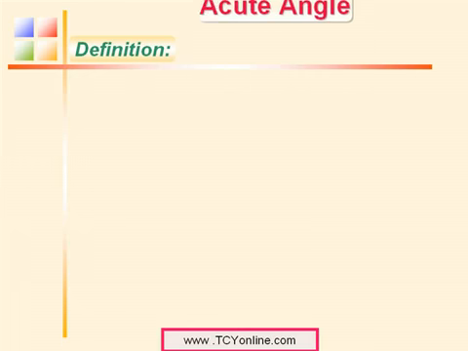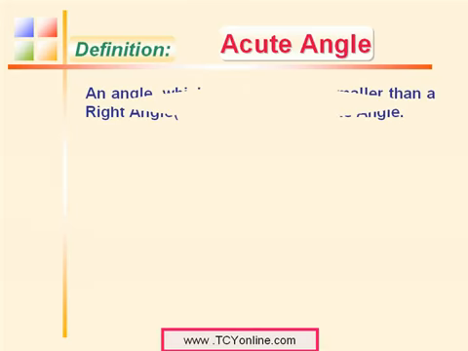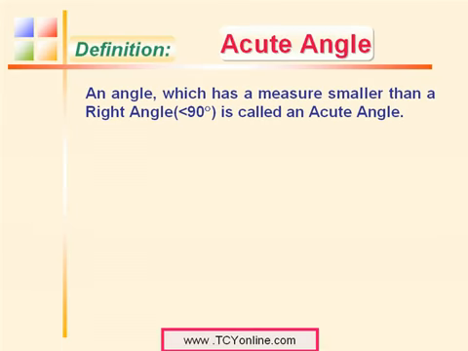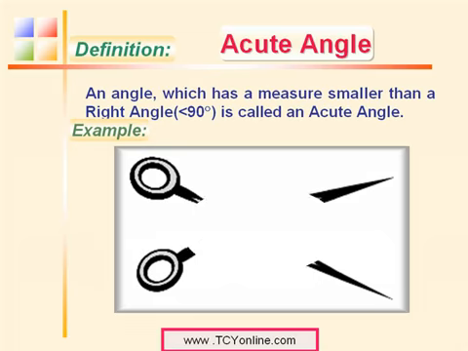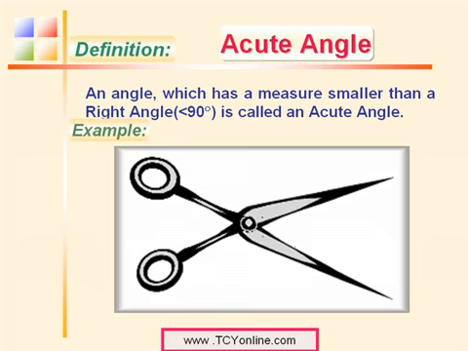After this, let's learn about acute angle. An acute angle is an angle which is smaller than right angle, and it has a measure which is smaller than 90 degrees. Let's look at an example of an acute angle. Look at this scissor. The opening of this scissor is making an acute angle.